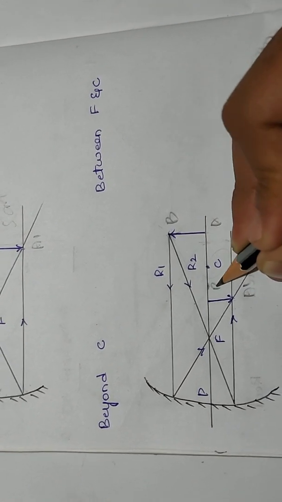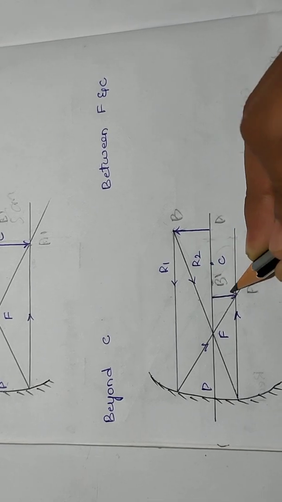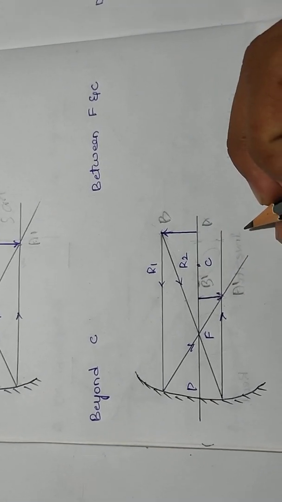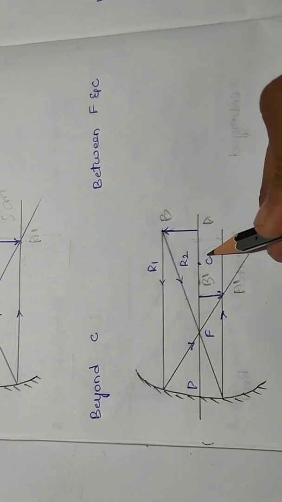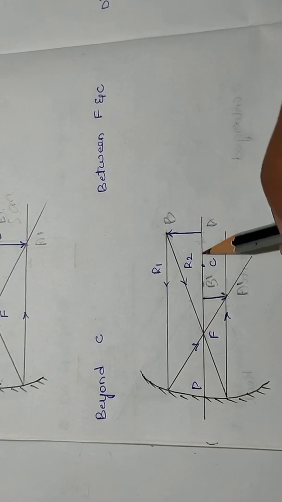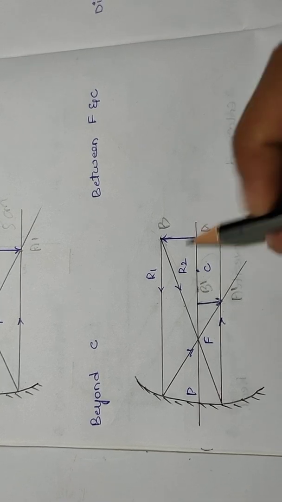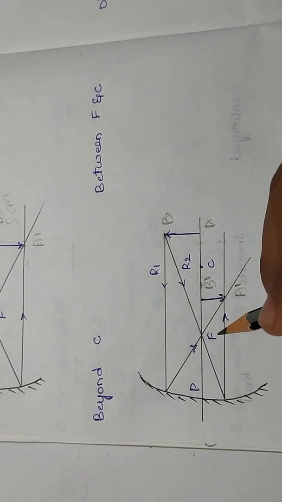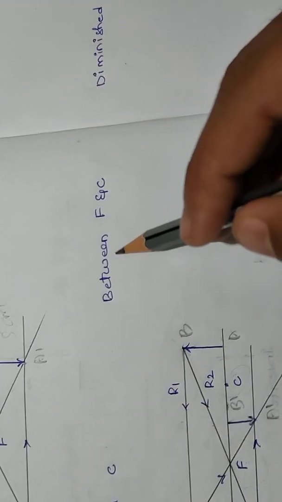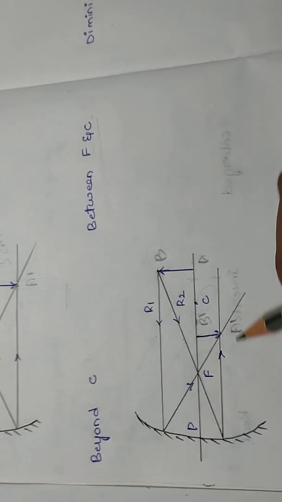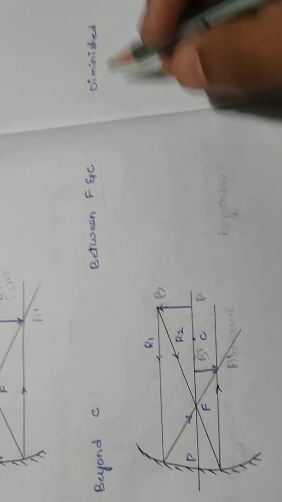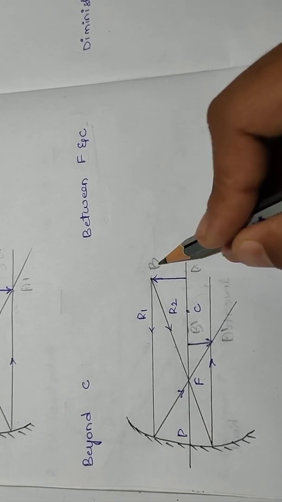A dash and B dash is my image. So you can say that if I place the object beyond C, my image is forming between F and C. The position of the image is between F and C. And the image is diminished. Diminished means compared to A and B, it is small.